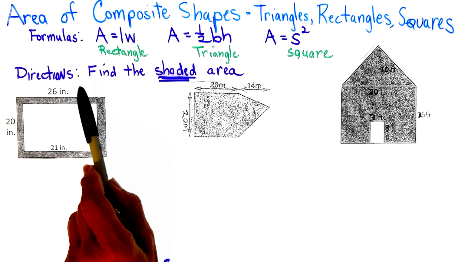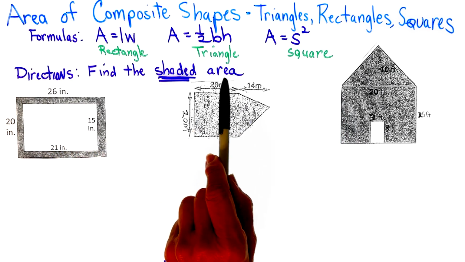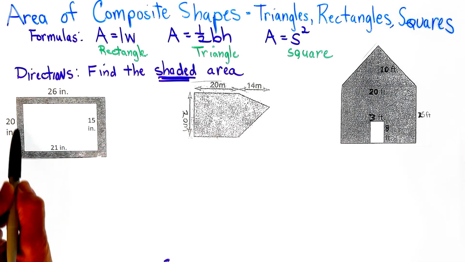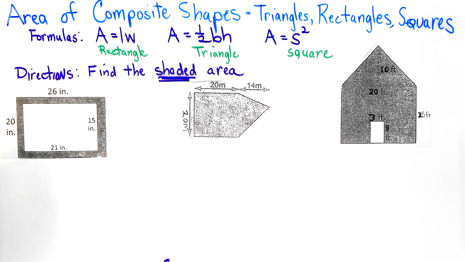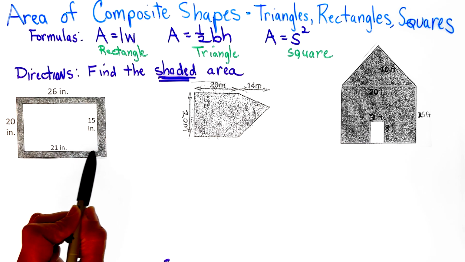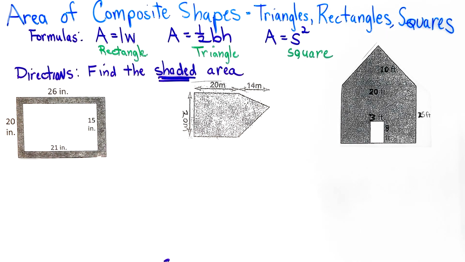So the directions say find the shaded area. So each one of these are going to be multiple steps. So let's look at problem number 1. I see that I have 2 rectangles. I have a large rectangle, and then inside that large rectangle, I actually have a smaller white triangle. So we're going to find those 2 areas, and then we're going to have to do a subtraction problem.